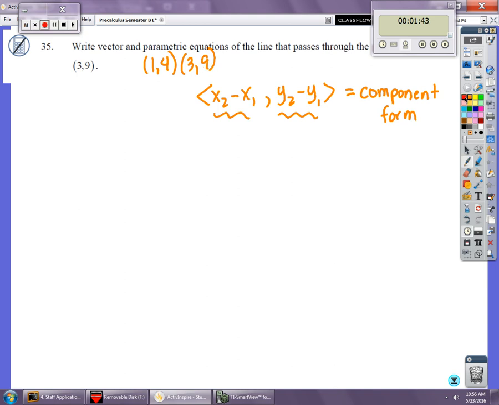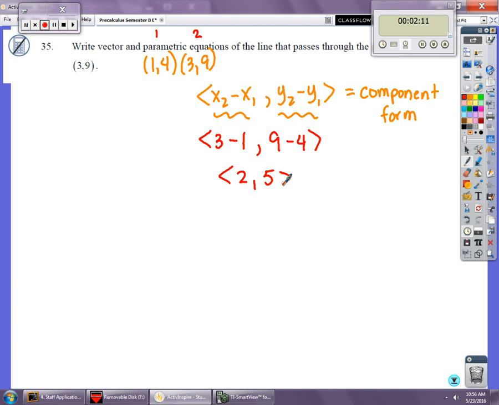So it's a way of showing how the movement changed. If this is point 1 and this is point 2, and it does have to go in that particular order, I'm going to end up with 3 minus 1 and 9 minus 4, which would leave me with the component form of (2, 5). We're going to need that information with both of these equations.